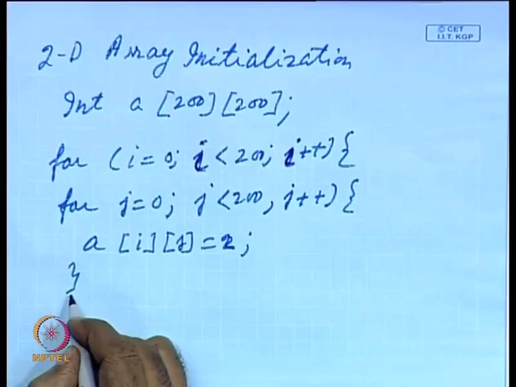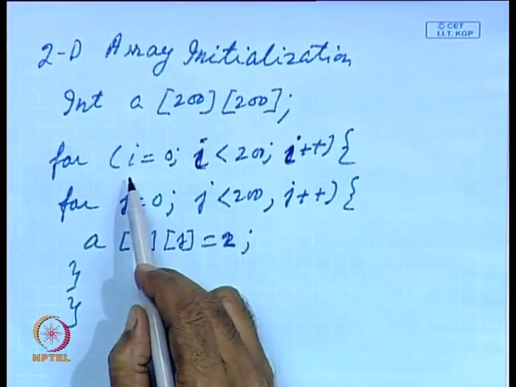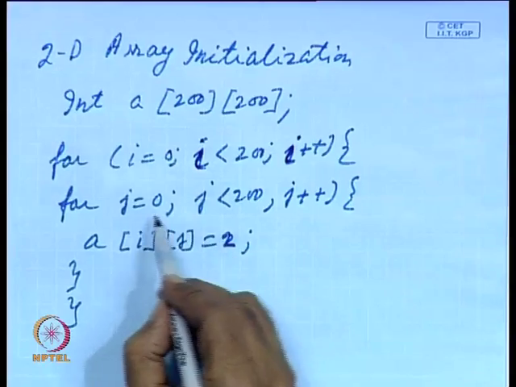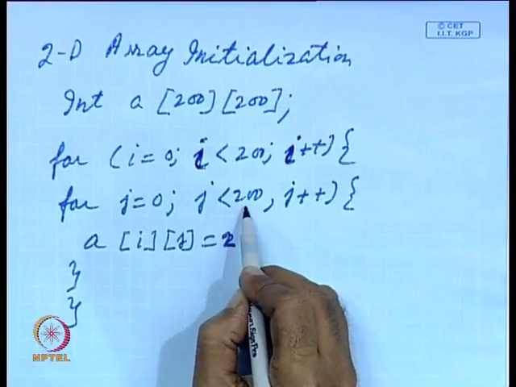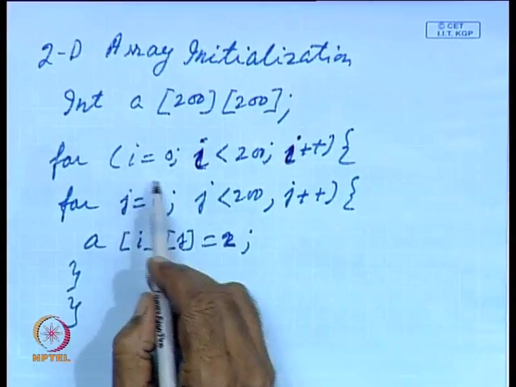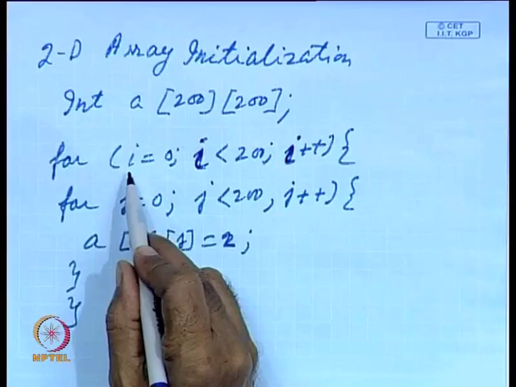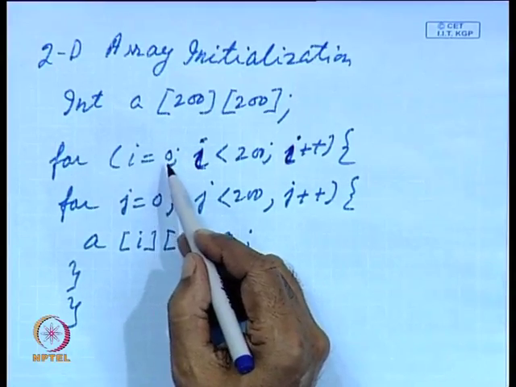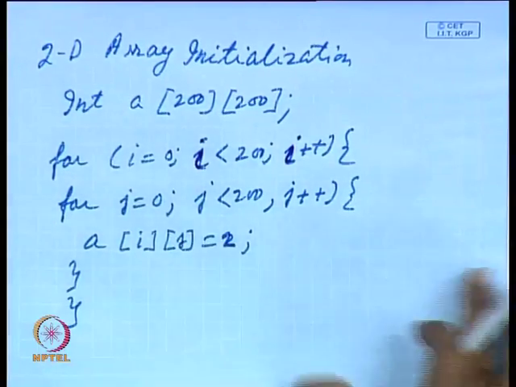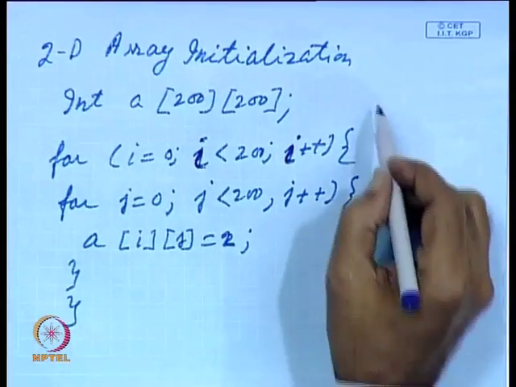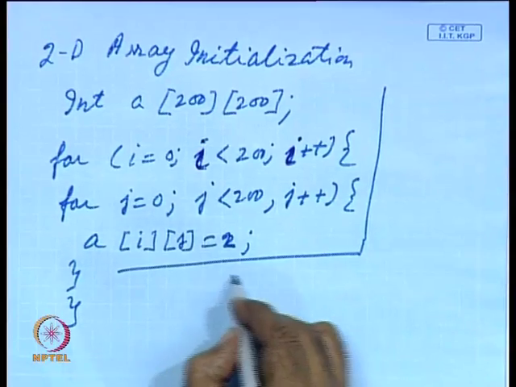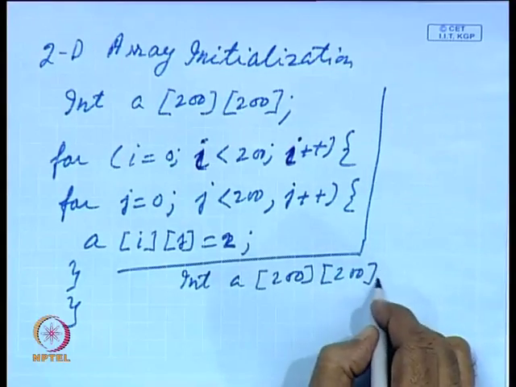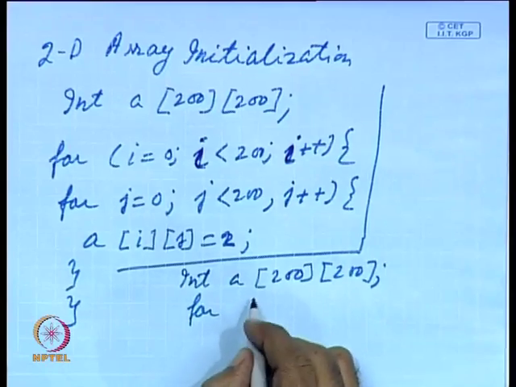So, here what will be done, in this case, first you are taking a value of i, and you are increasing the value of j from 0 to 200 and you are writing into it. So, that means the way it is done is for one i, you are accessing all the elements of j, and then you are taking another element of i, accessing all the elements of j. So, this is one way of doing it. And alternatively, instead of doing this, you can do it this way: int a of 200 by 200, you will simply change the order, for j.